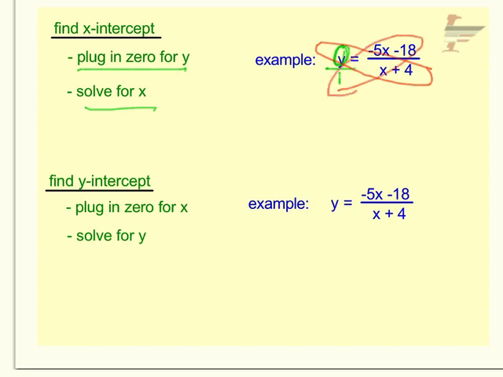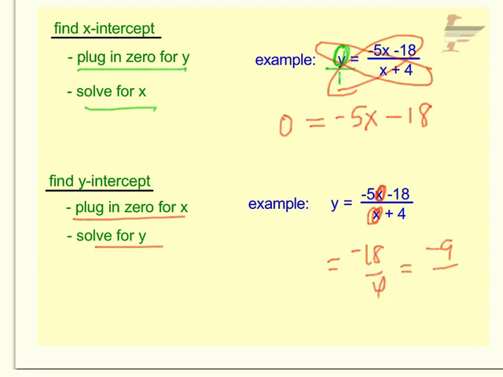And then we know that 0 times x plus 4 is 0, equals 1 times negative 5x minus 18, which is just negative 5x minus 18, and then we can solve for x. To find a y-intercept, you'll plug in 0 for x and solve for y. So these x's will become 0. So I know that we will have a negative 18 over 4, which does reduce to negative 9/2.